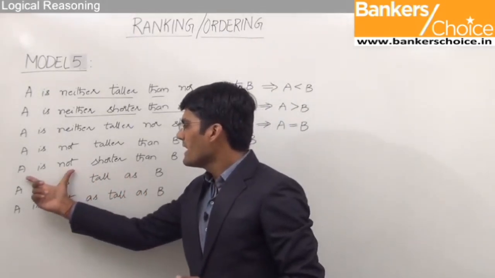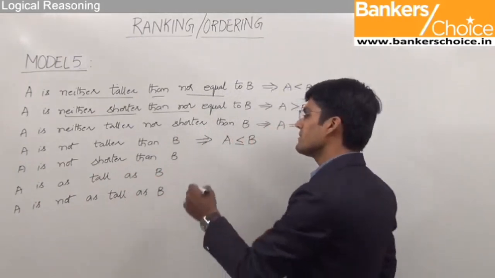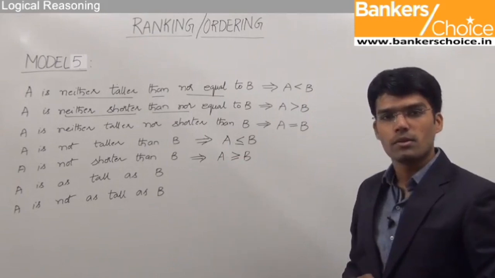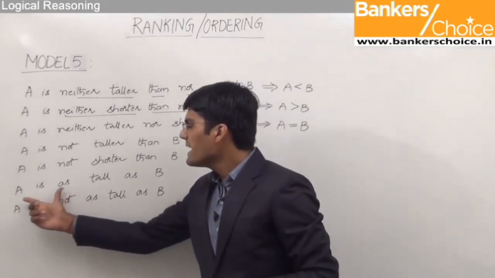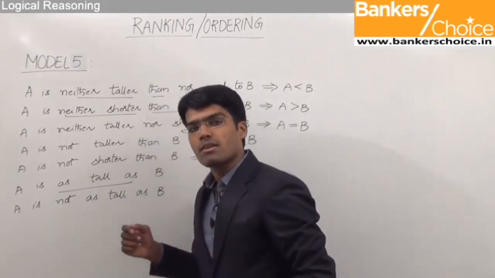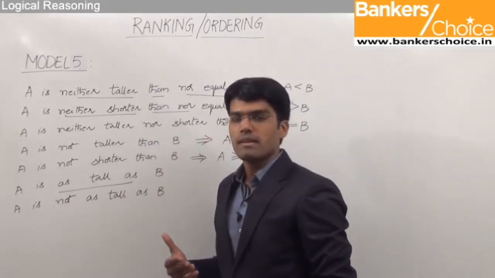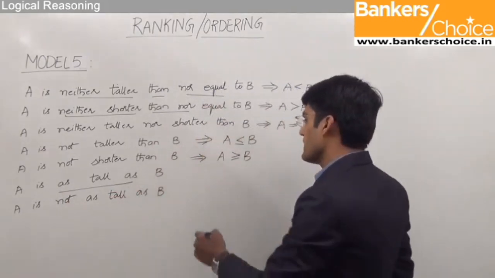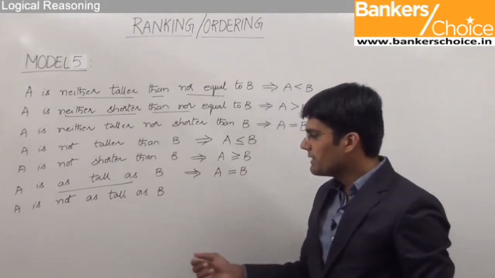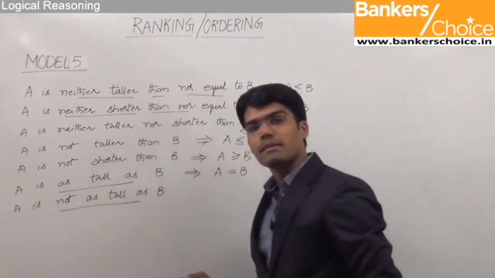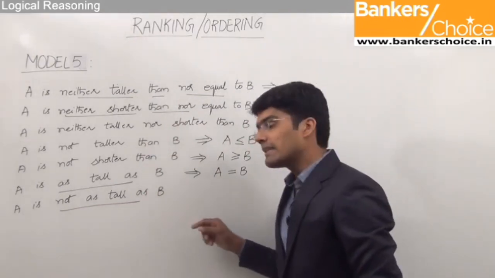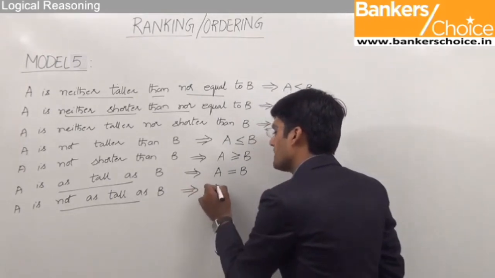Similarly, the statement can be A is not shorter than B. So when A is not shorter than B, he can be taller or equal to B. That is, A greater than or equal to B. Moving on to the next one here, A is as tall as B. Remember, the phrase as tall as, or as heavy as when we are comparing weight, means A is same as B. So we can say that A is equal to B. And the last one here is A is not as tall as B. Very important, when he says A is not as tall as B, understand that A is only shorter than B.